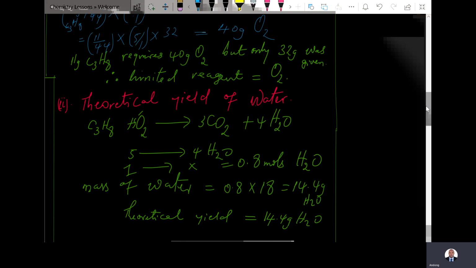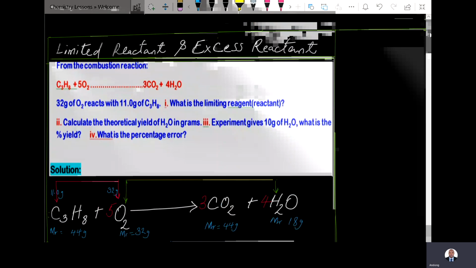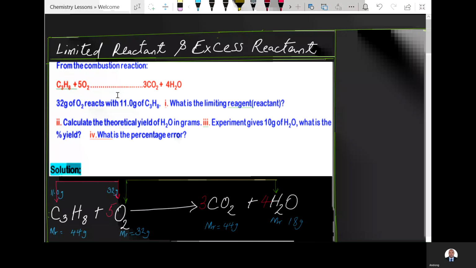We have a reaction like the equation we just solved. We have the combustion equation, this is propane. Combustion of propane to give carbon dioxide and water. This is complete combustion. Now, in the reaction, 32 grams of oxygen reacts with 11 grams of propane. 1. What is the limiting reagent?